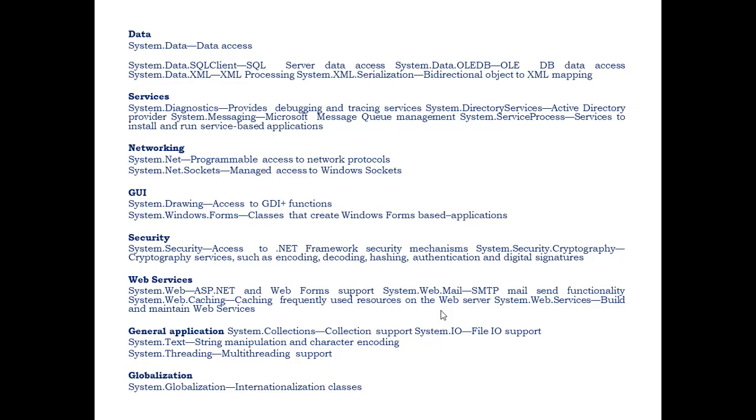Graphical user interface namespaces: System.Drawing and System.Windows.Forms. These help with the graphical user interface concept. Next, security: System.Security, for this type of .NET technology. Web services: System.Web and System.Web.Caching. General application: System.Collections and System.IO, where all file IO is supported for general applications. Globalization: System.Globalization, where the internationalization classes are available in this particular namespace.